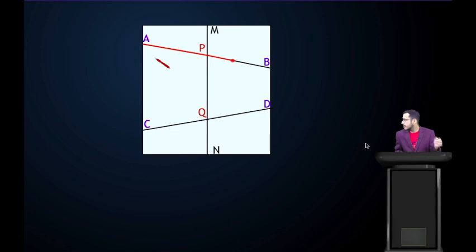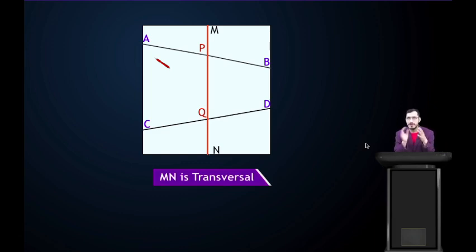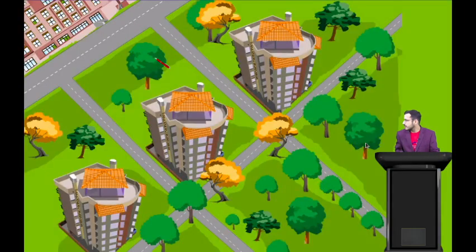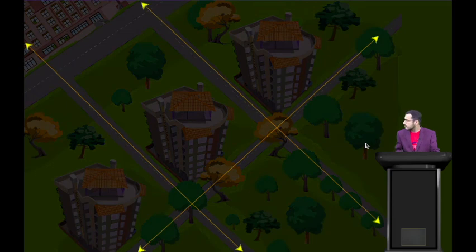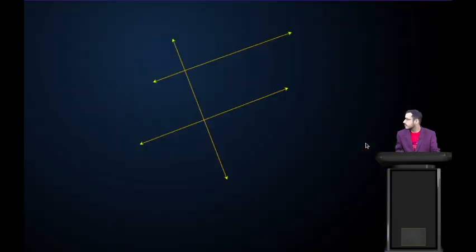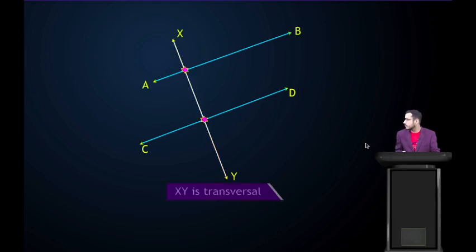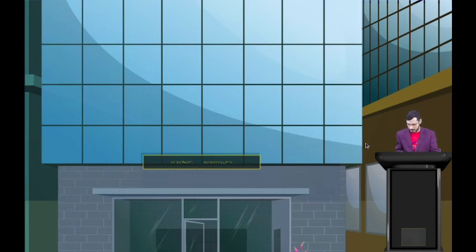So here MN is a transversal in this case, because MN intersects both the lines AB and CD. Now you can see here the intersecting lines AB, CD and XY. XY intersects both the lines at two distinct points. So XY is a transversal here.